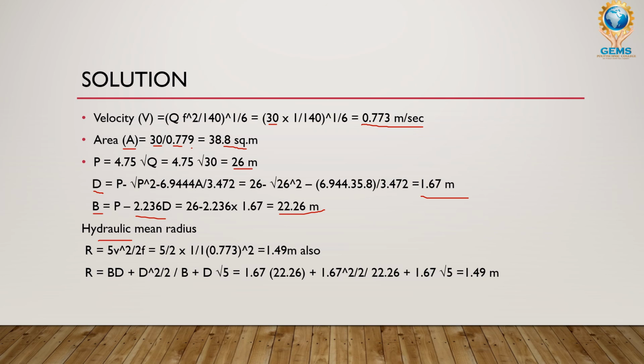Then you are going to find the hydraulic mean radius. Hydraulic mean radius here is R is equal to 5V squared divided by 2F. You know what is V and you know what is silt factor F. Then you substitute all the values and you find R. Then you are going to find the another R, BD plus D squared divided by 2 by B plus D root 5. This is for verification only. You can substitute in either formula, but you need to verify in both formulas that the answer comes the same, that is 1.449 meter.